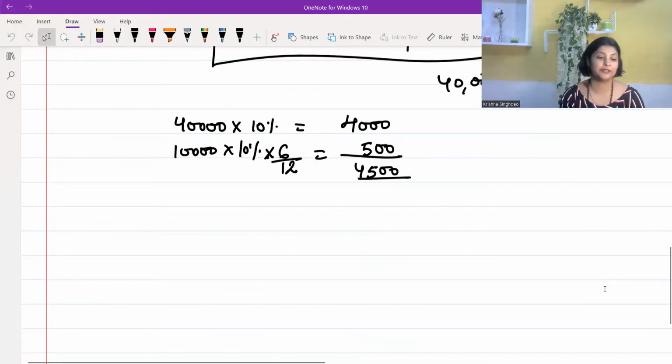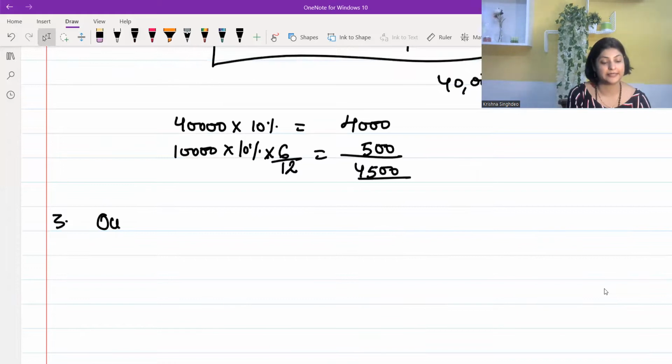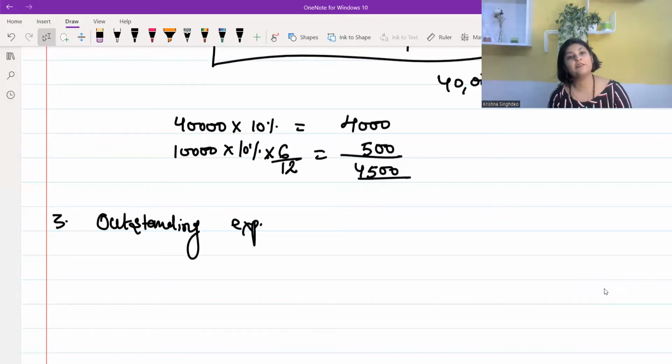Now, next kind of adjustment which is usually given to you is outstanding expenses. What is outstanding expenses? Outstanding expenses mean any expense which was due to be paid but we have not yet paid. If any expense was due to be paid but we have not yet paid, this is called outstanding expense. And according to the matching concept, we are supposed to write this expense into the current year's account only.